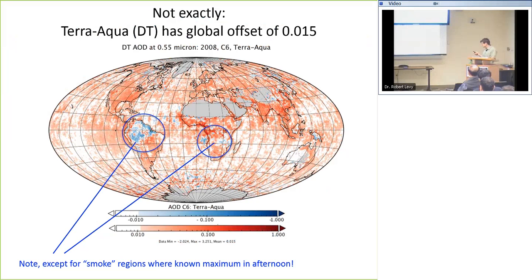It's interesting that we find there's actually a global offset between the two. If we take global averages of Terra AOD minus Aqua AOD, you pretty much have an offset everywhere except for a few cases in these smoke regions. It seems to be consistently in biomass burning regions, where we expect there may be a maximum AOD in the afternoon because of more fire burning. You see that in these few places, but almost the whole rest of the globe, the morning orbit seems to have a higher optical depth. And again, these are the same algorithms on both.